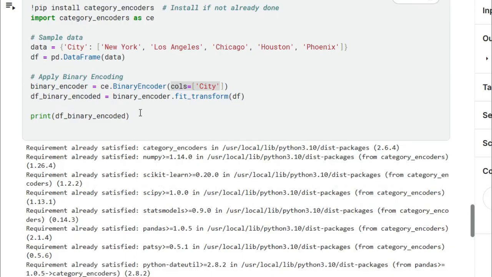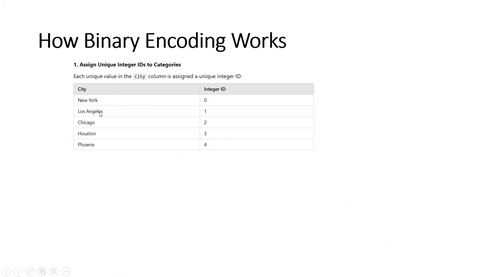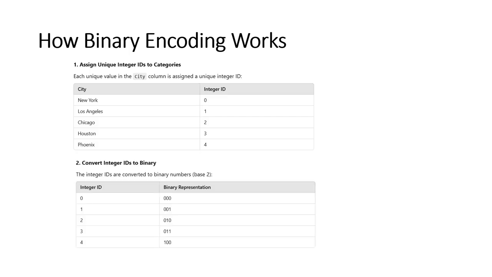So let's understand how binary encoding works. First of all, it assigns a unique integer to each category. For example, New York's integer is 0, Los Angeles's unique integer is 1, and Chicago is 2, or something like this. After that, it converts each unique integer to a binary representation. For example, 0 is 000, 1 will be 001, 2 will be 010, 3 will be 011. Basically it converts it into binary numbers.